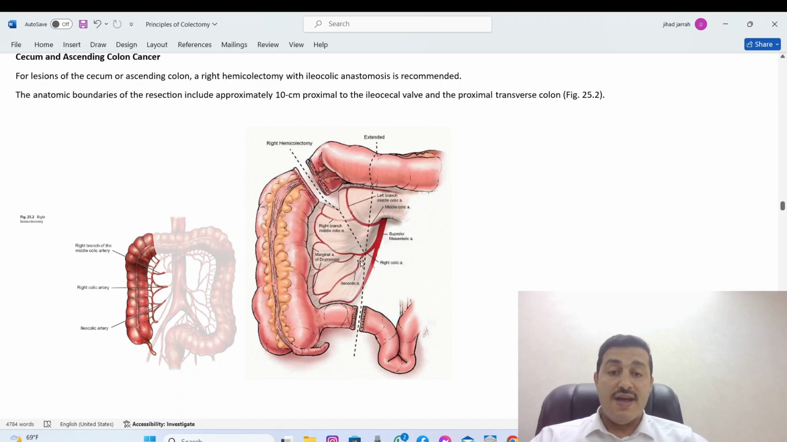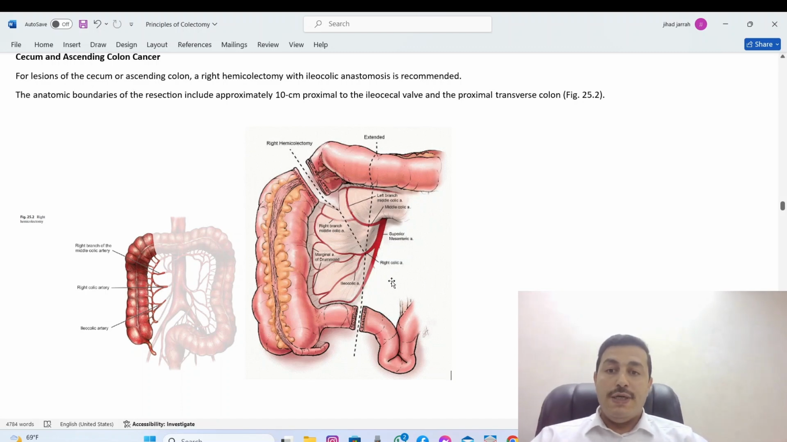These vessels are the ileocolic, as you see here, the ileocolic. This is the most constant artery. We also tie and ligate the right colic, but it may be absent, and the right branch of the middle colic, this one. The right branch of middle colic, it's here.